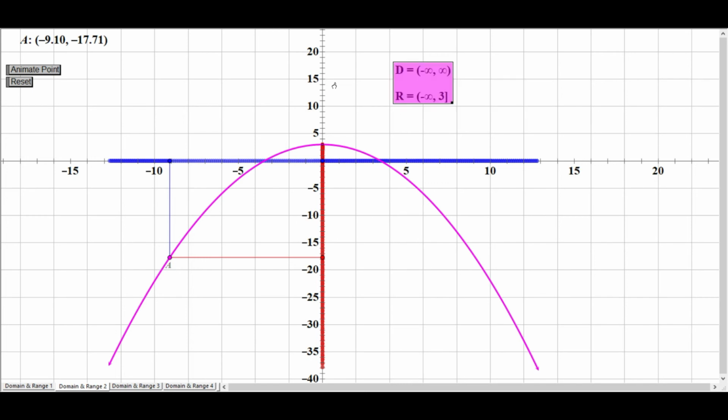So this gives us a domain of -infinity to +infinity, or all real numbers, and a range of -infinity up to and including the number 3.